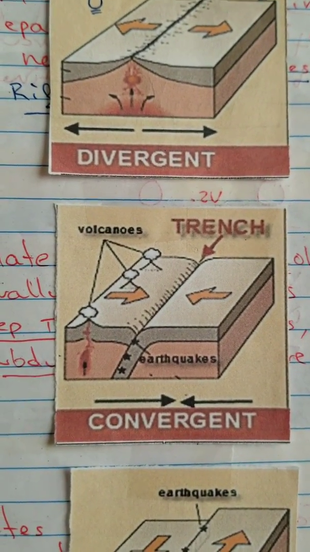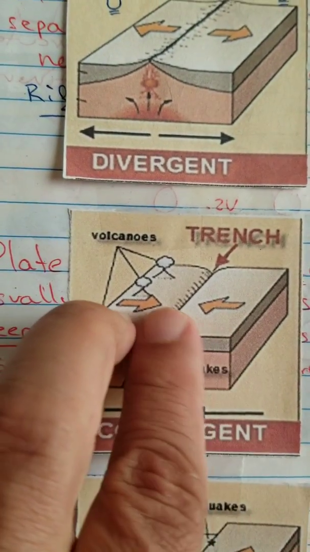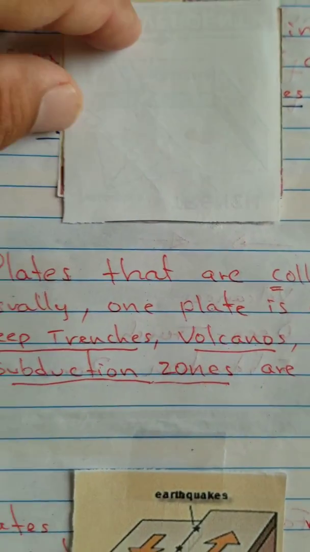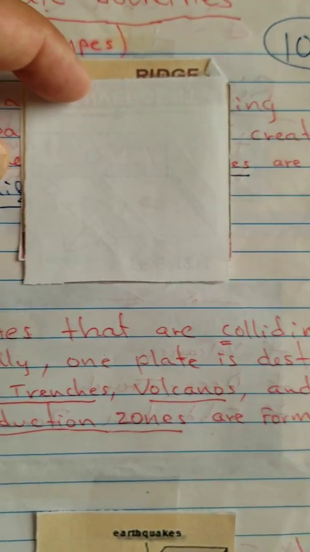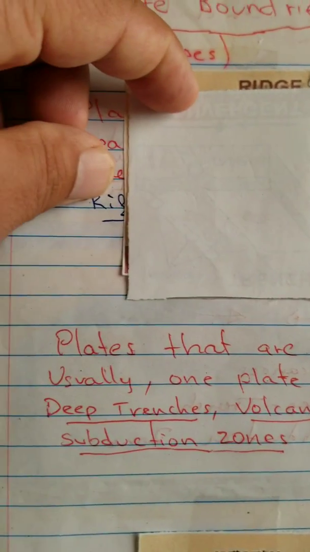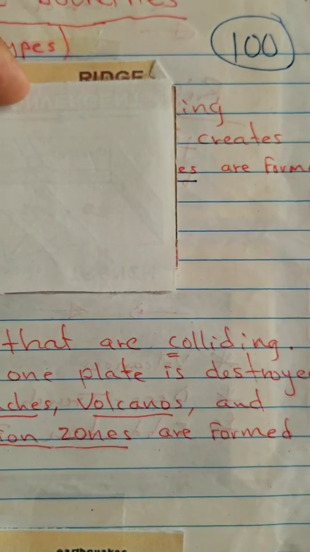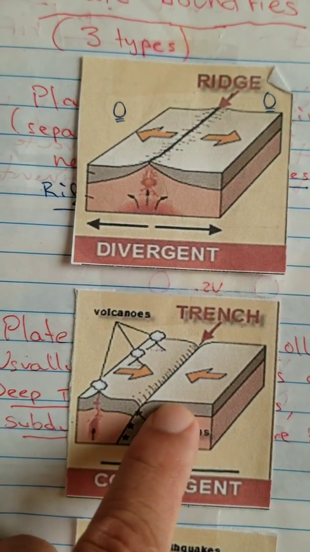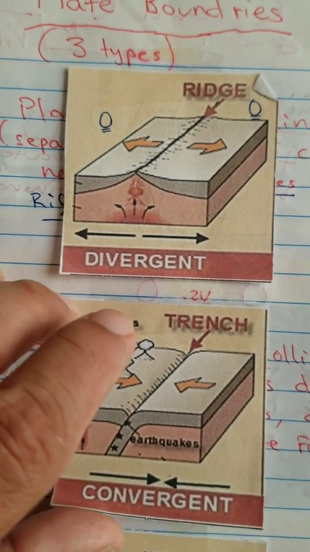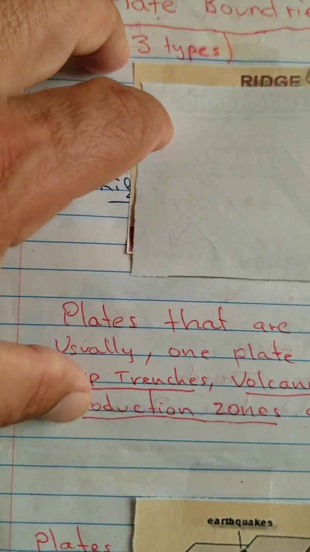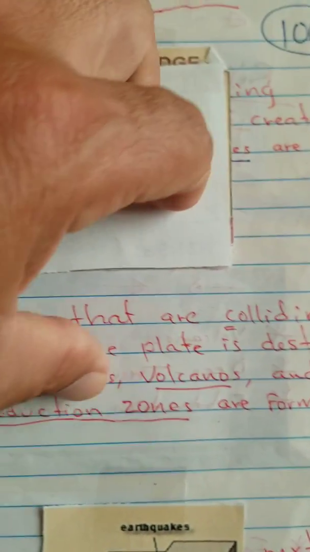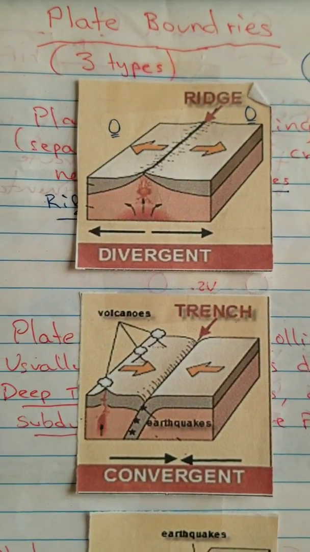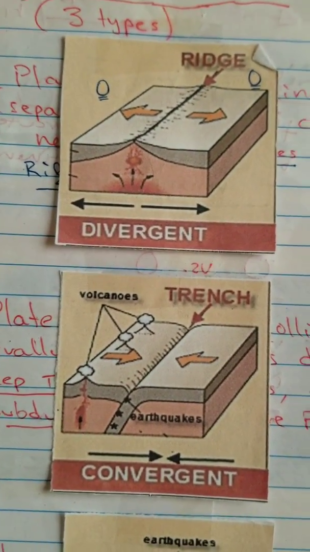These are your convergent boundaries. This is where the two plates collide. Sometimes some volcanoes can be created, and also mountains and a lot of other things. It says usually one plate is destroyed. The one that is going to be destroyed is the one that subducts, or sinks. This is called the subduction zone. Deep trenches and volcanoes are formed. Those are the features that you see on those type of convergent boundaries.